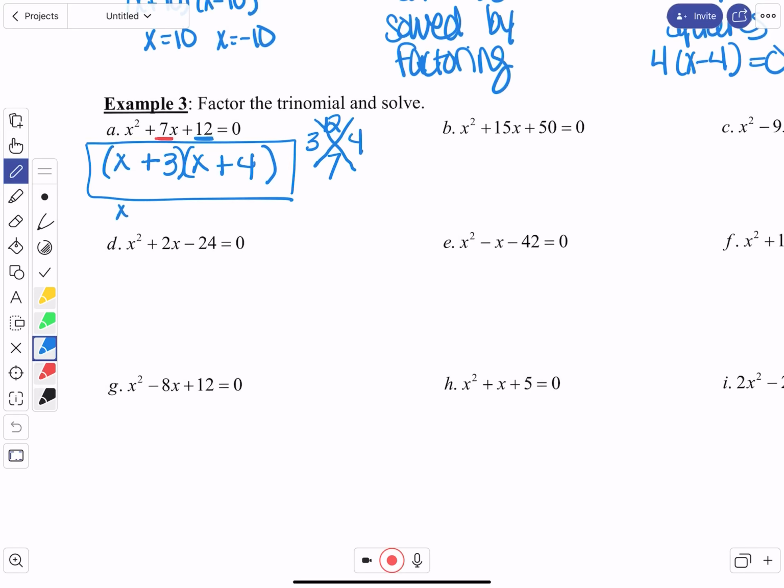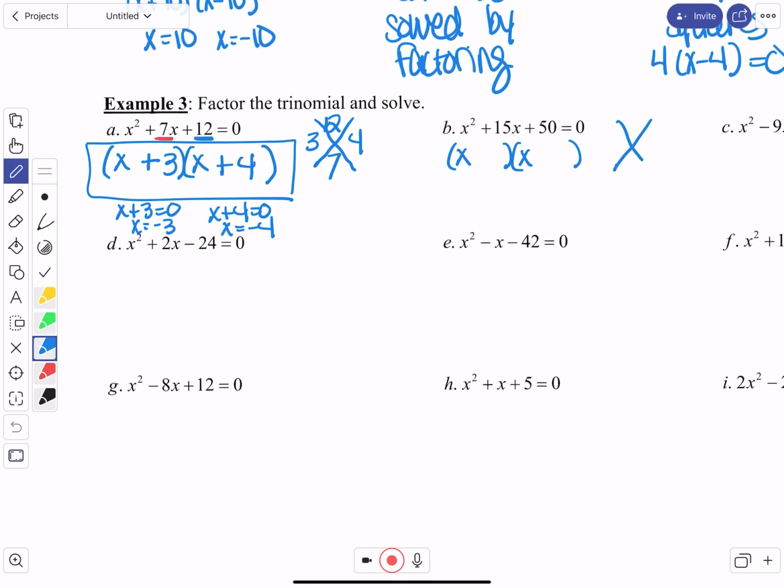But you would do x plus 3 equals 0. X plus 4 equals 0. Move your 3 to the other side, so x is going to be negative 3. And move your 4 to the other side, so x is going to be negative 4. And that's how you would solve. Okay. Now on B, you can go ahead and set up your parentheses. Go ahead and put x's up front. That's not going to change. That right there is going to be the same every time.